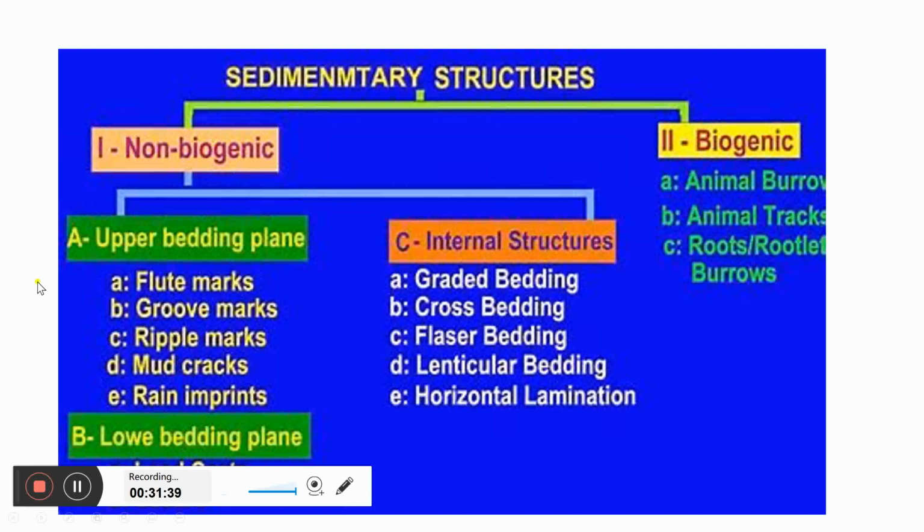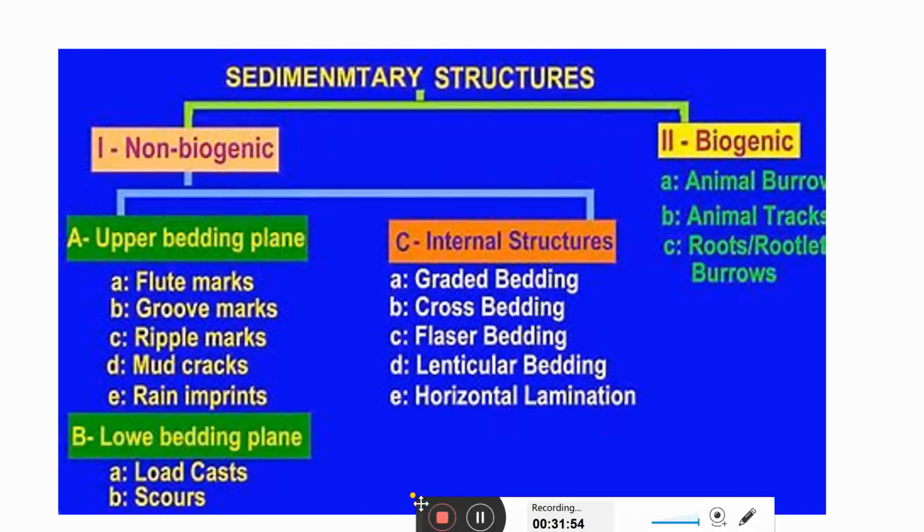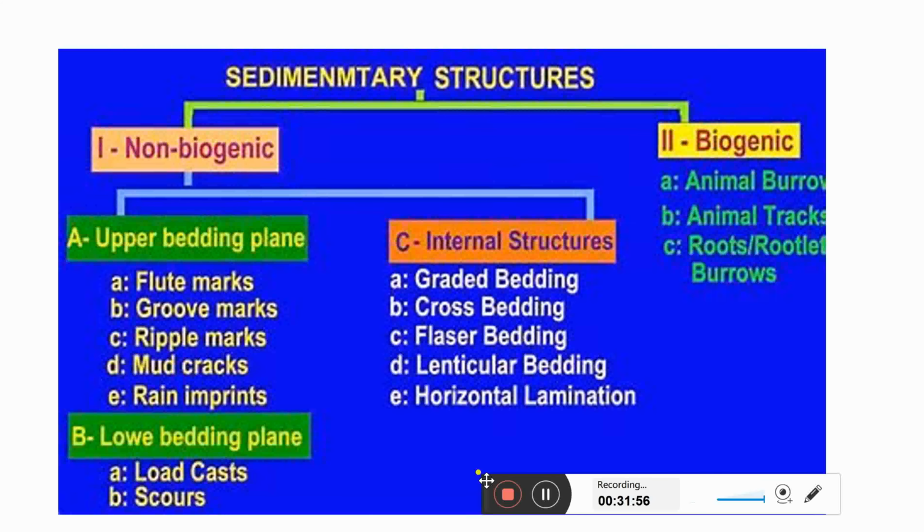Okay, here are different types of sedimentary structures: internal structures, biogenic structures relevant to fossils, upper bedding planes, non-biogenic, lower bedding planes. Okay, let's see some details of these structures.